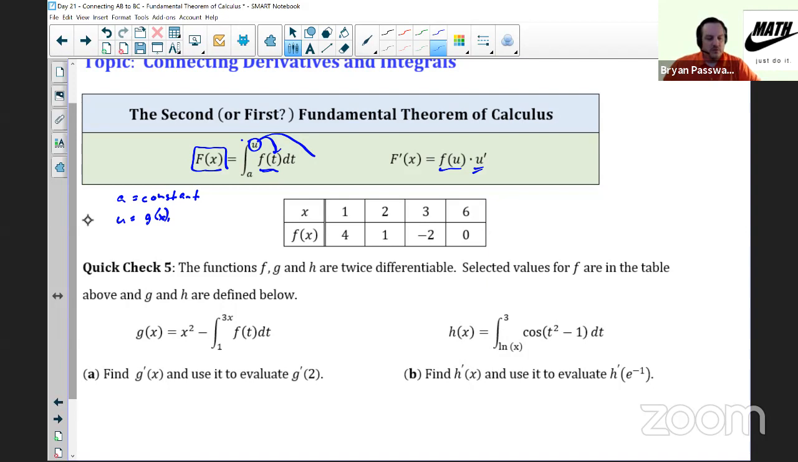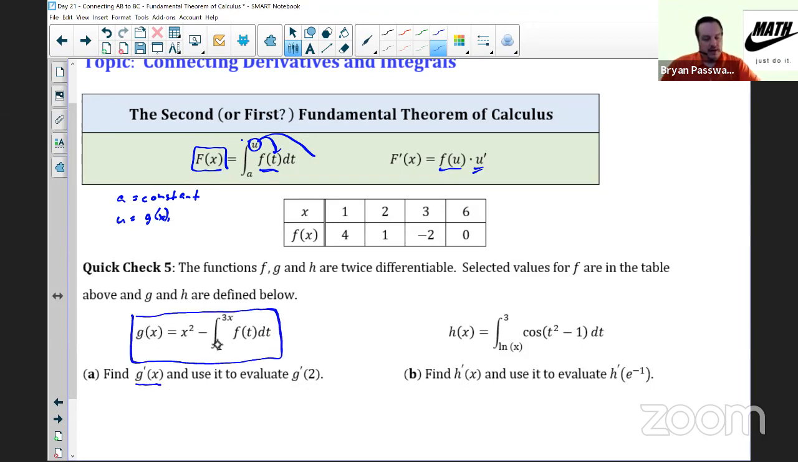So quick check number 5 says we've got this table of values of f, and then we have this function g. We're going to do part A. This function g is going to be defined as x squared minus the integral from 1 to 3x of f of t, right? And so part A says let's find g prime. So we have an equation.